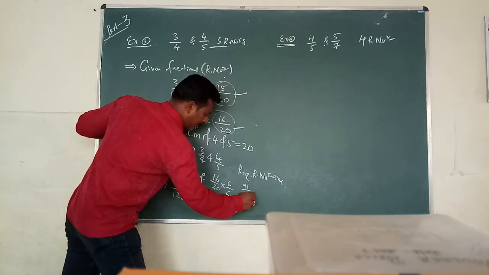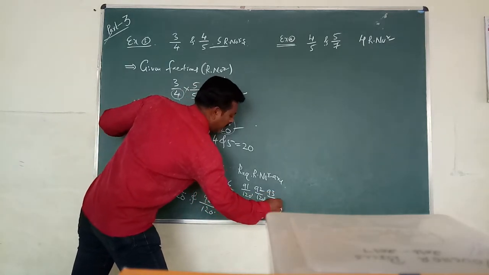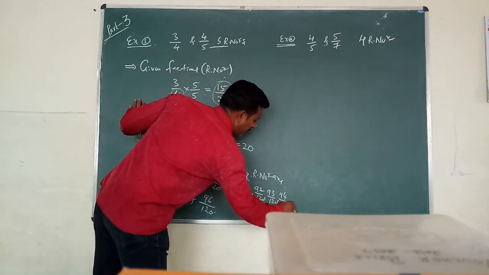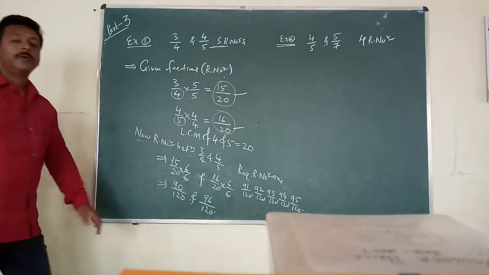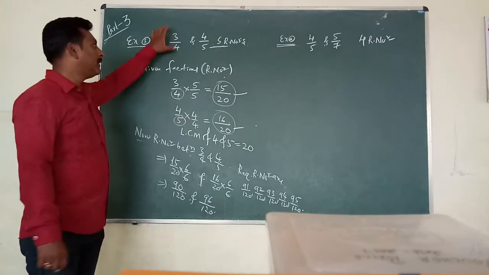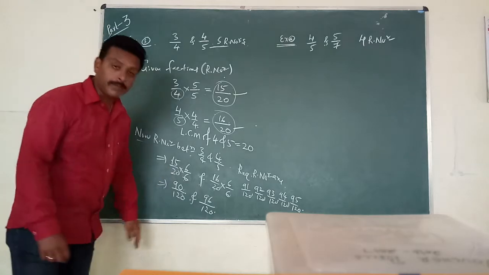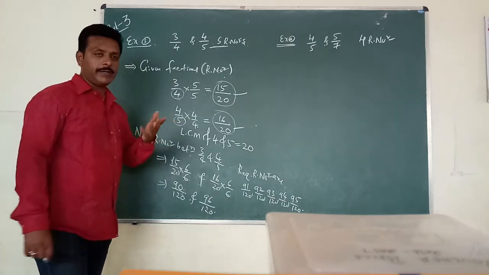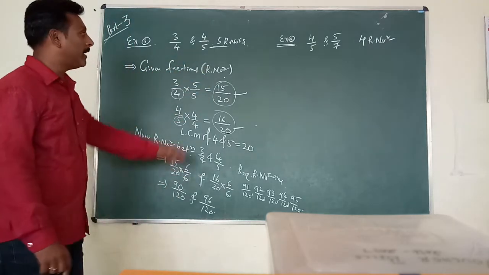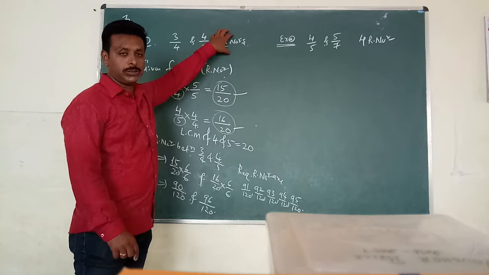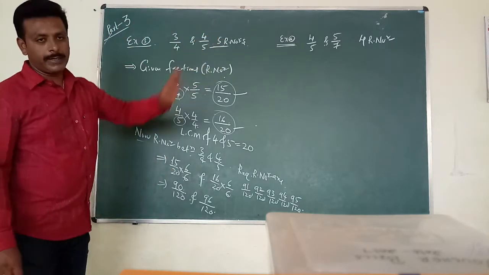91 by 120, 92 by 120, 93 by 120, 94 by 120, 95 by 120. These are the 5 required rational numbers between 3 by 4 and 4 by 5. So this is the second method that I explained. The first method you can try: add both and divide by 2, add both and divide by 2, like that. If you do it 5 times, you will get the 5 rational numbers. Any doubt, you can clear by seeing that example.